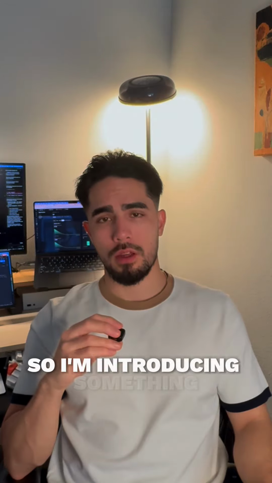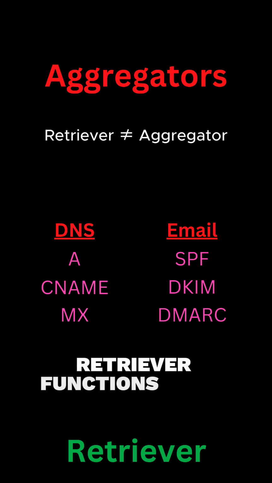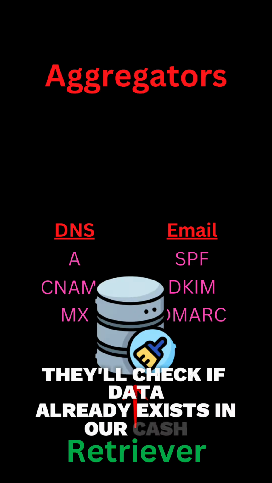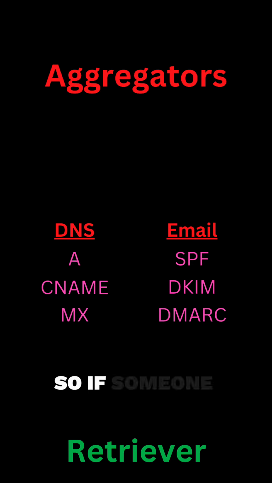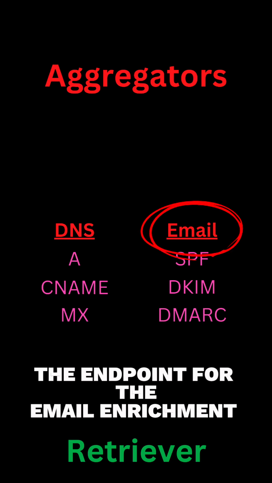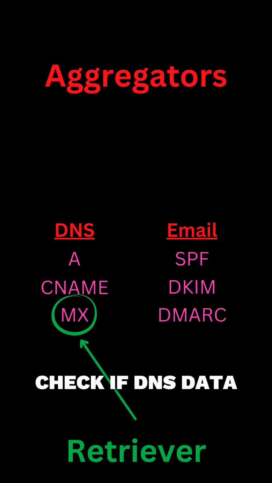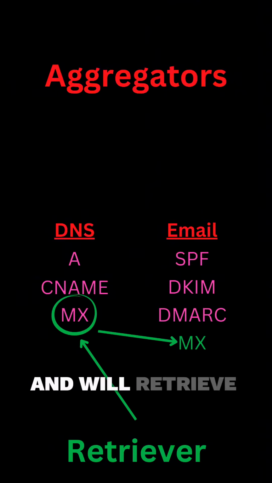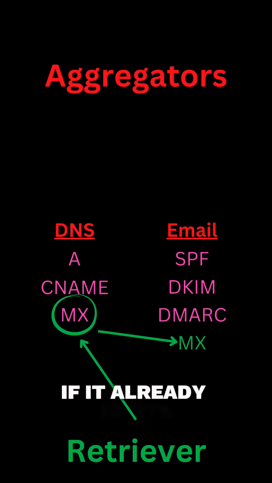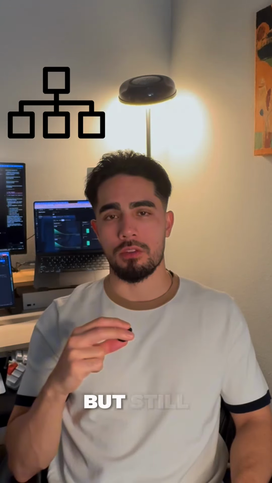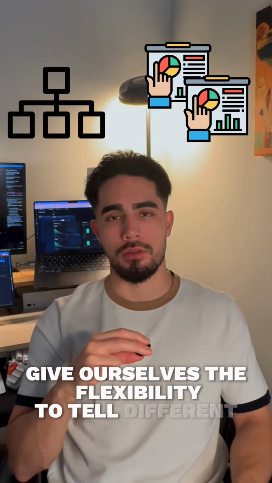So I'm introducing something called a retriever function. Retriever functions don't fetch new data by default. Instead, they'll check if data already exists in our cache and that it's still fresh. So if someone wants to call the endpoint for the email enrichment aggregator, we'll pull SPF, DKIM, and DMARC, check if DNS data for that domain is still fresh, and we'll retrieve the MX record if it already exists. And if it's stale, we'll refresh that DNS data and then pull the MX record. That's how we can keep our data organized, but still give ourselves the flexibility to tell different stories with it.